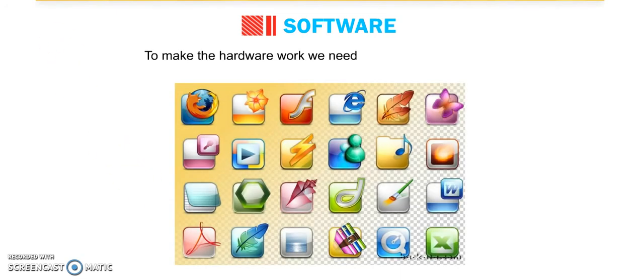Next topic is software. Now we have completed the hardware parts. Now next part is software. Two basic parts we are studying about computer. Hardware we have done. Now next is software. What is software? Software is that part of a computer which cannot be seen and touched. To make the hardware work, we need to have software in it.